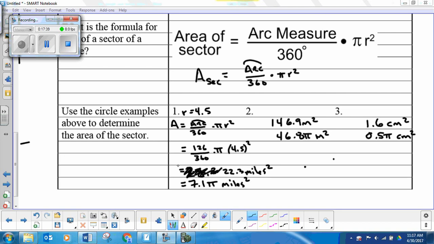All right, and you should have gotten those values for 2, 146.9 meters squared or 46.8 pi meters squared, same thing. And for 3, 1.6 centimeters squared or 0.5 pi centimeters squared. If you didn't get those two things, raise your hand and we'll give you some help.